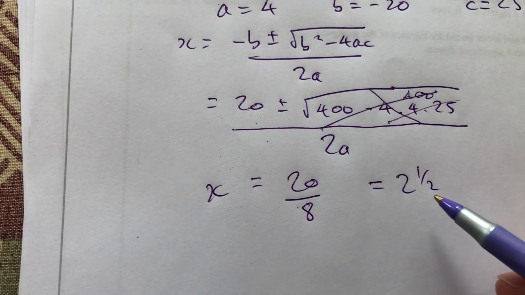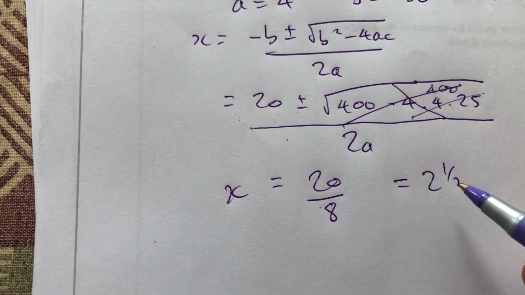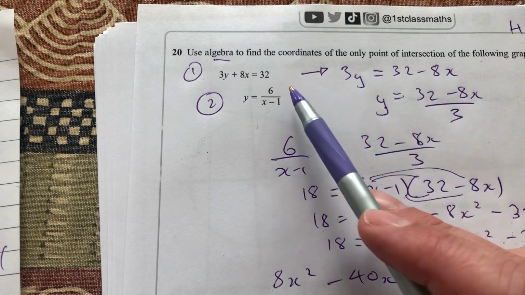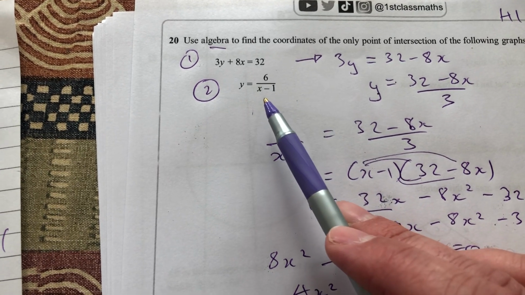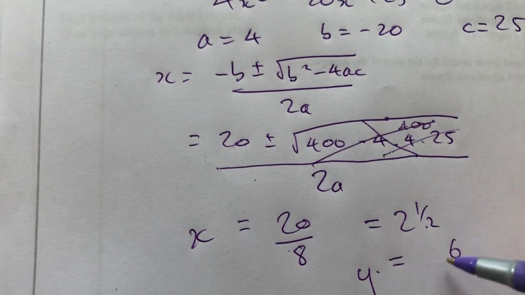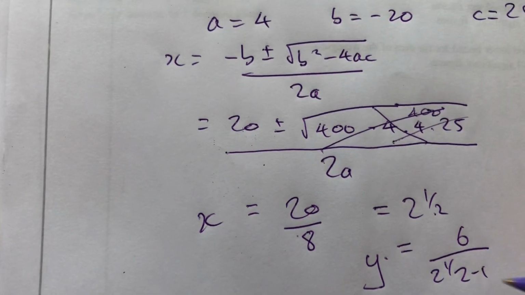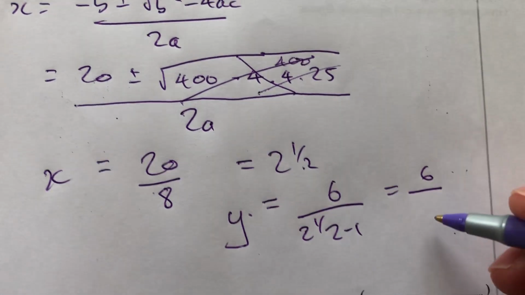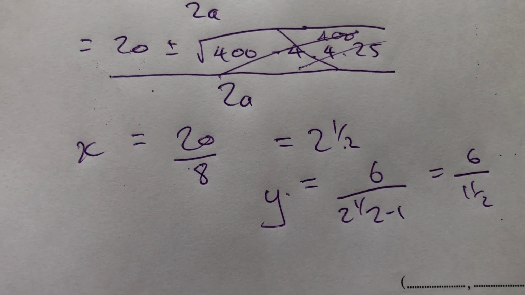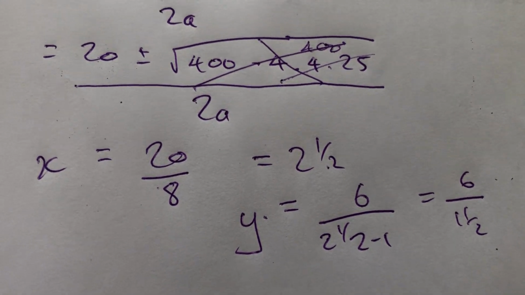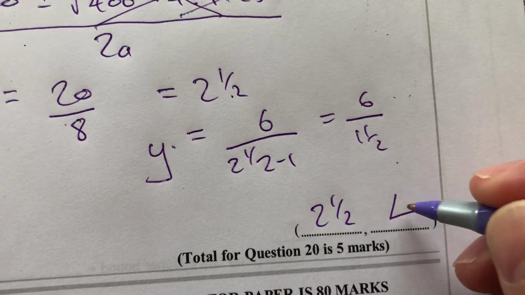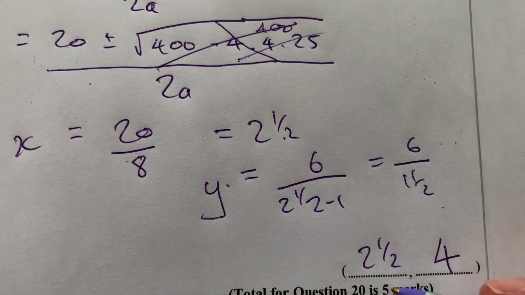So that gives us the only point of intersection in terms of its x, and I'll plug that into one of the other two equations, maybe this one here. Doesn't matter, just pick one of them. y equals 6 over 2.5 minus 1, so 6 divided by 1.5. Again, I've got my calculator. 6 divided by 1.5 is 4. So I now have x 2.5 and y 4, and that should give us a nice 5 marks.